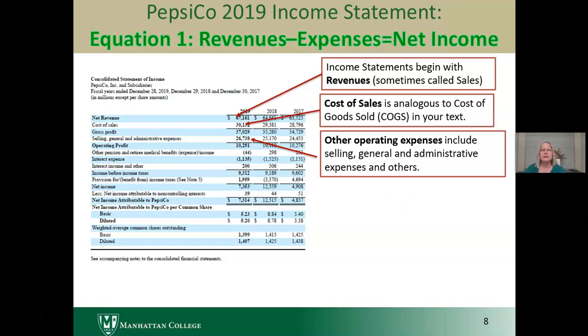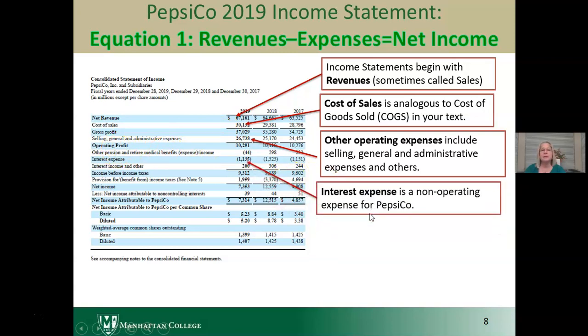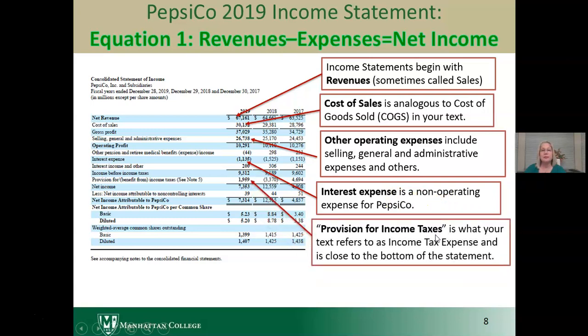When we look at the difference between sales minus cost of sales, we get gross profit. Gross profit minus these operating expenses gives us operating profit. Later on, we'll have some interest expense and revenue. That's a non-operating expense for PepsiCo because it's not part of its main business. And provision for income taxes is what your text refers to as income tax expense, and it's close to the bottom of the statement.